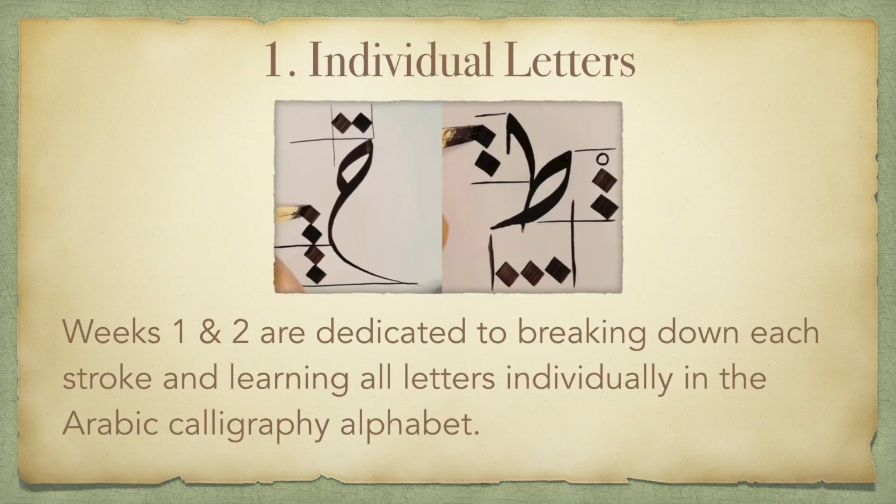So very similar to the progression map that we discussed earlier, this 7-week program is divided into those 4 steps of the progression map. So in weeks 1 and 2, we are going to be learning individual letters. This is where we're going to be breaking down each single stroke of each individual letter, and basically we will be going through every single letter in the Arabic calligraphy alphabet.